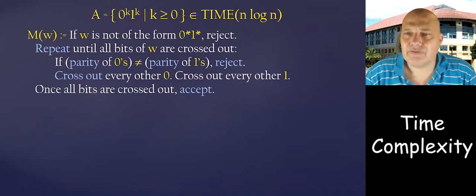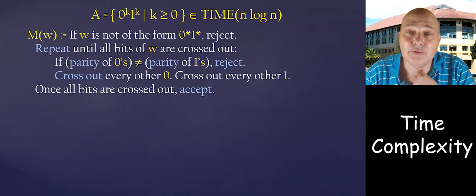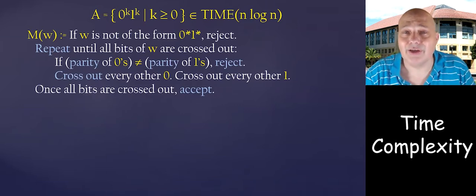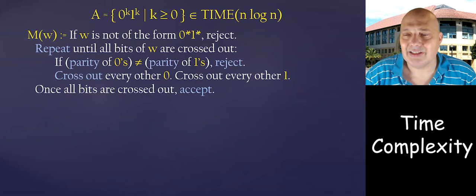First, you check if the parity of zeros and parity of ones is the same. If they are the same number, they also have the same parity, if either both of them are even or both of them are odd. If they're not, you can reject. This is something that takes order n to check. Again, this is something that a DFA can do. Whatever a DFA can do can be done in order n. A DFA just runs order n.